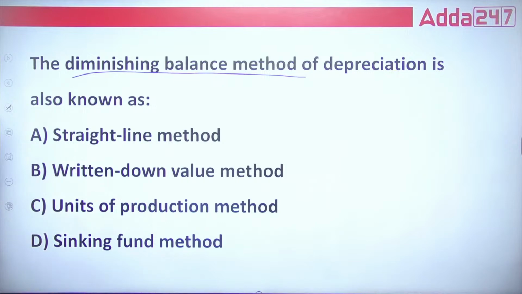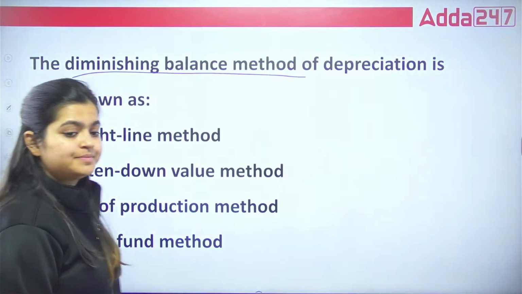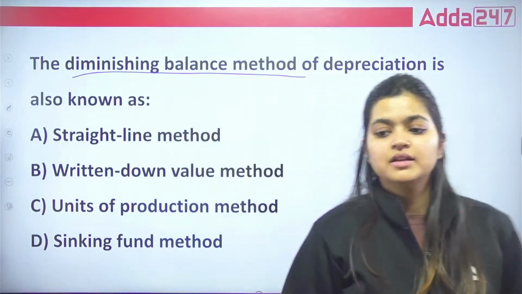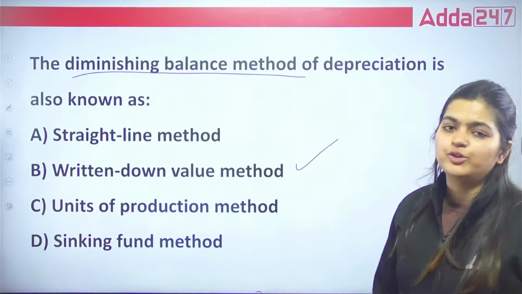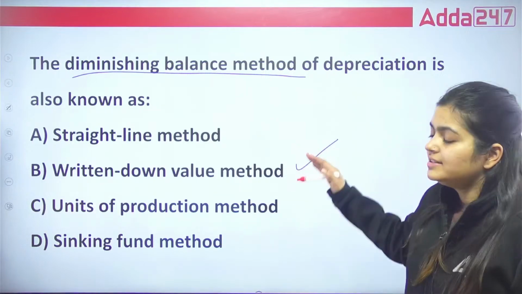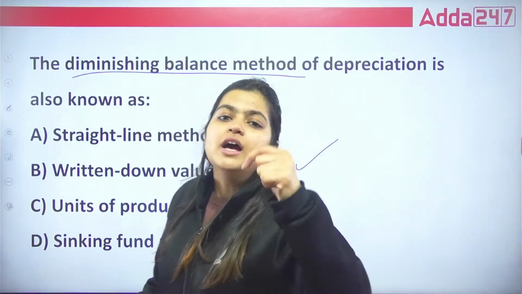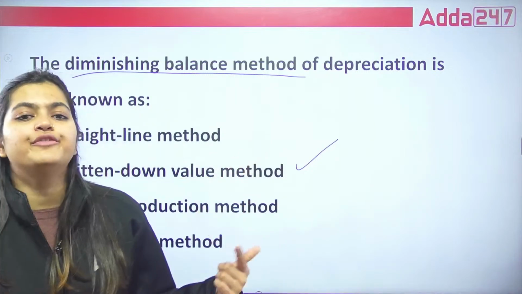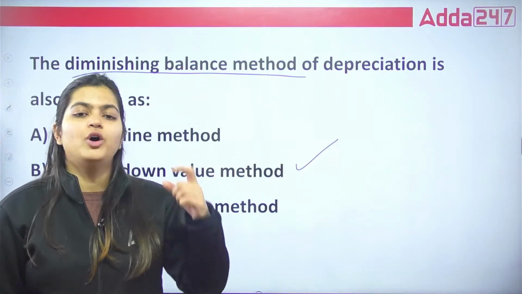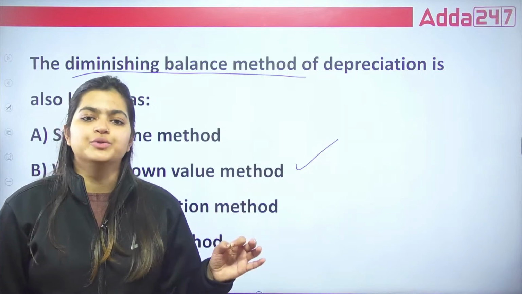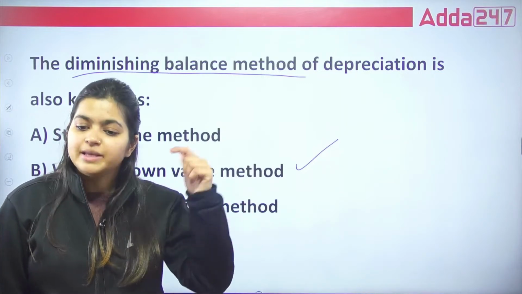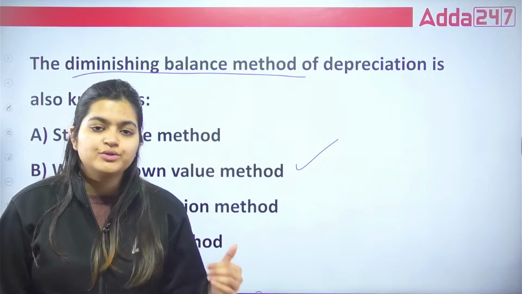Tell me the alternative name of diminishing balance method. Diminishing balance method is also known as your written down value method, because in this you are going to use the opening amount of your asset. Whatever amount you are getting after depreciation, that we are going to use. So that is diminishing balance method, written down value method.